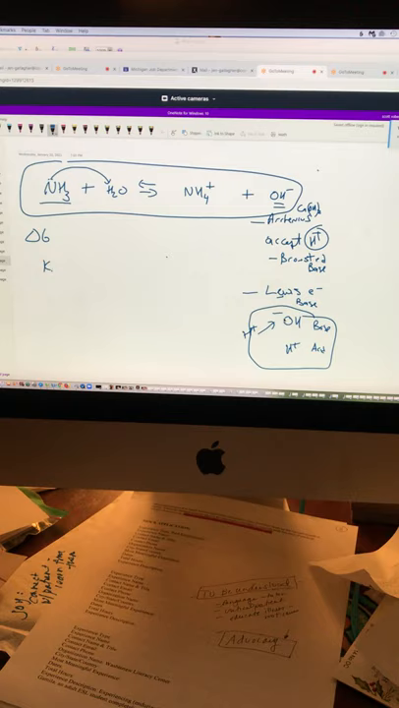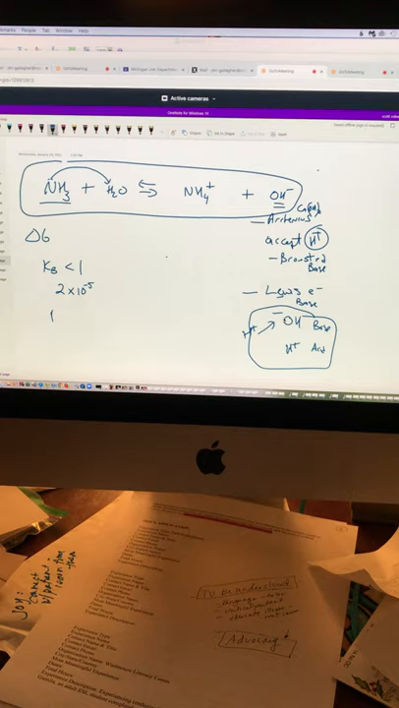So the KB is what? Less than 1. Would it surprise you if I told you the KB was like 2 times 10 to the minus 5? That means for every 1 product, it takes you 200,000 reactants to make 1 OH. Don't be surprised, because that's right. You have to memorize it. Just know KB is less than 1 and know that it's considerably less than 1.